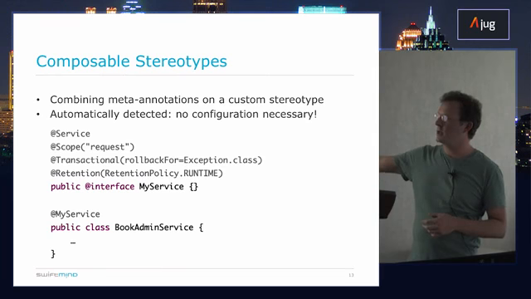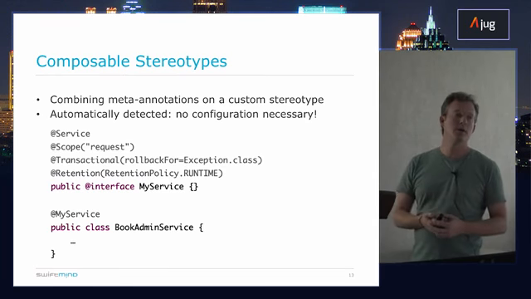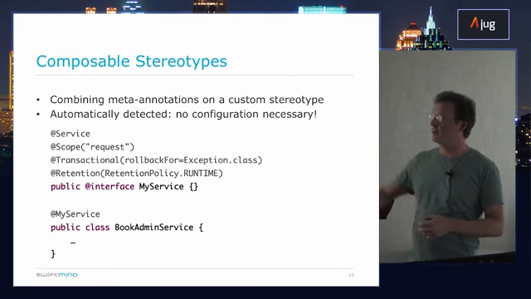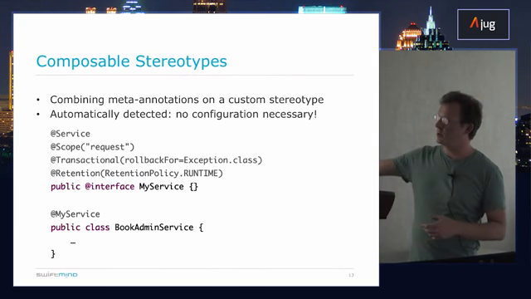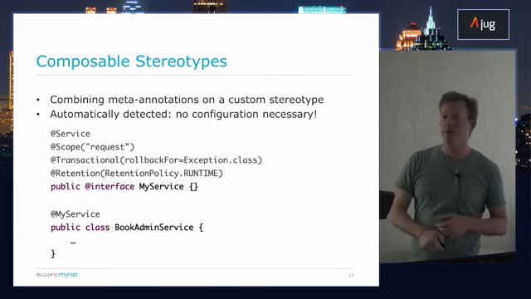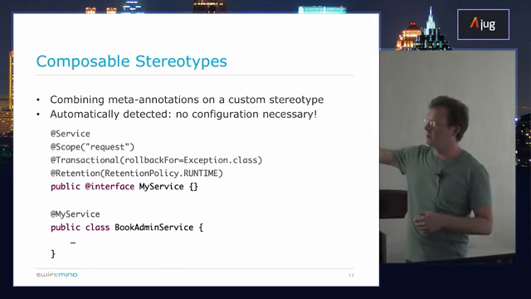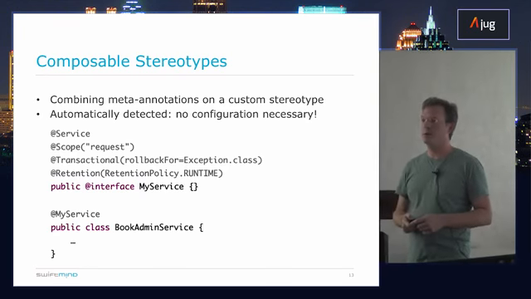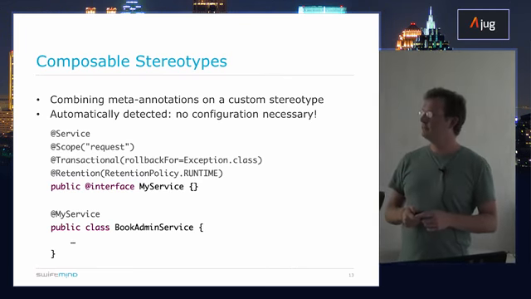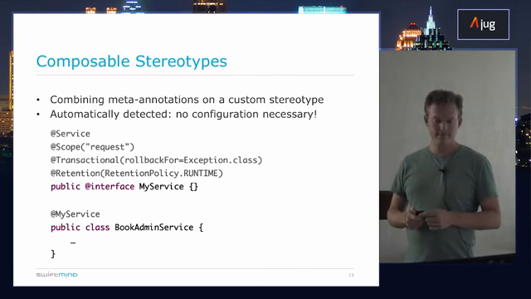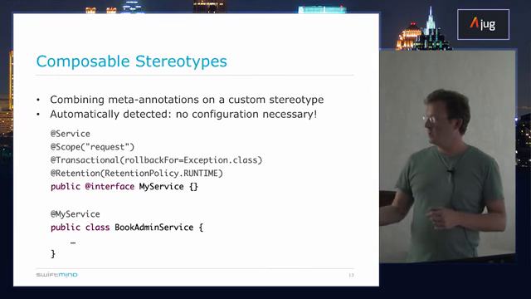And we're combining all three of these annotations into one custom annotation that we can then use across our code base, thereby reducing boilerplate code. So then in our BookAdminService, for example, we could just annotate that with @MyService. And these things are all taken into consideration by Spring out of the box. And we'll see in 4.0 how that actually gets even more advanced.